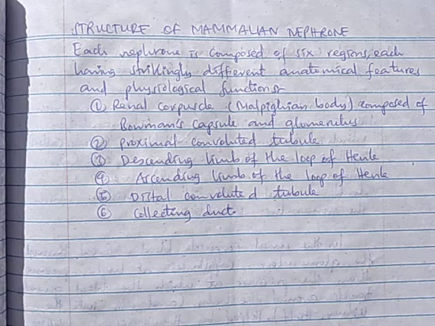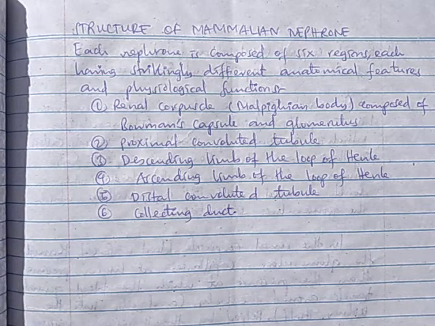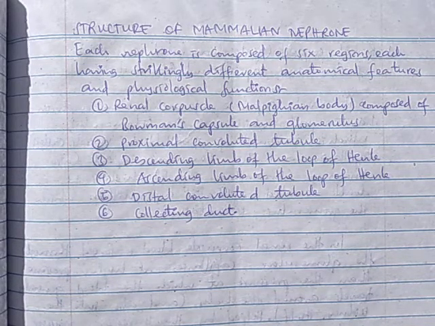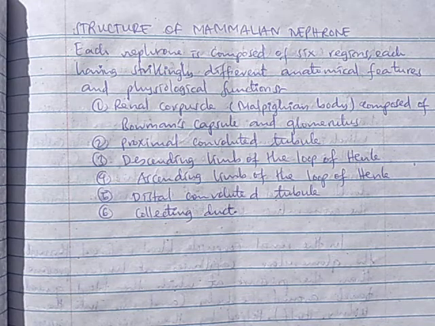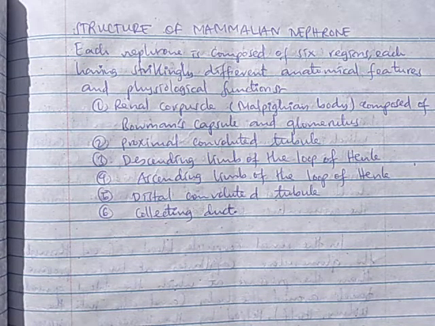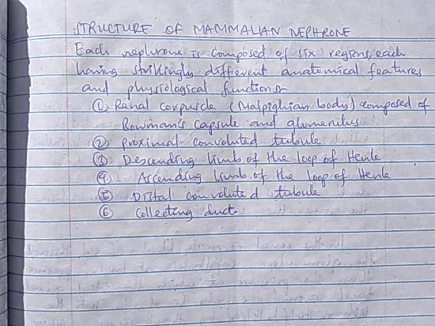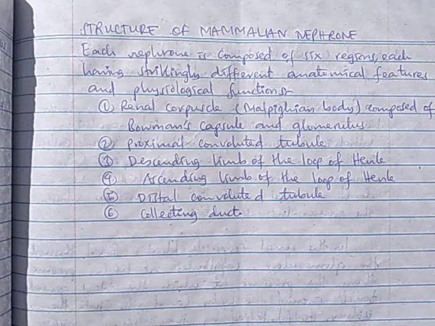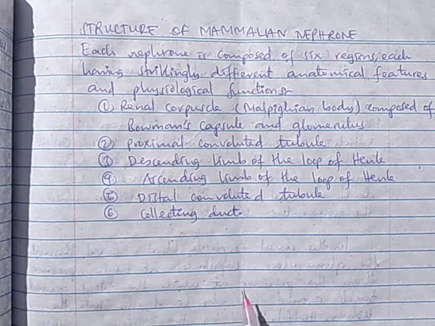Now, in this session, we are going to discuss the structure of the mammalian nephron. In the next session, we will start discussing urine formation, because the process of urine formation takes place in the nephron. So, if you don't understand the structure of the nephron, it will be very difficult for you to understand the process of urine formation. So now, let's quickly discuss the structure of the mammalian nephron.